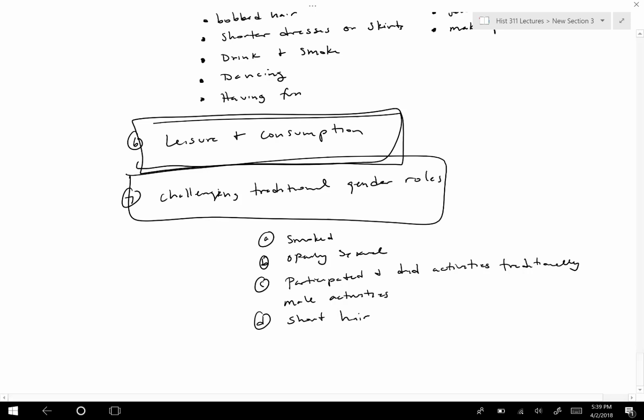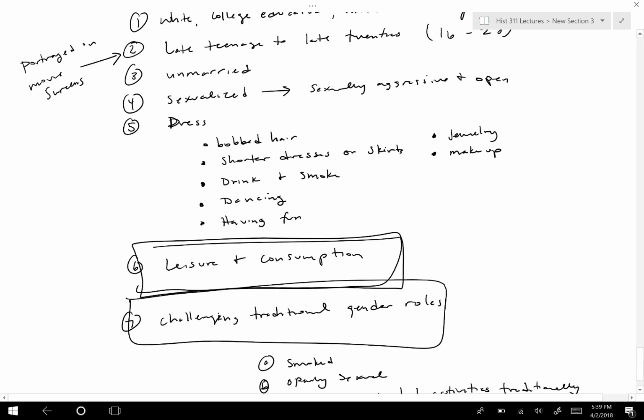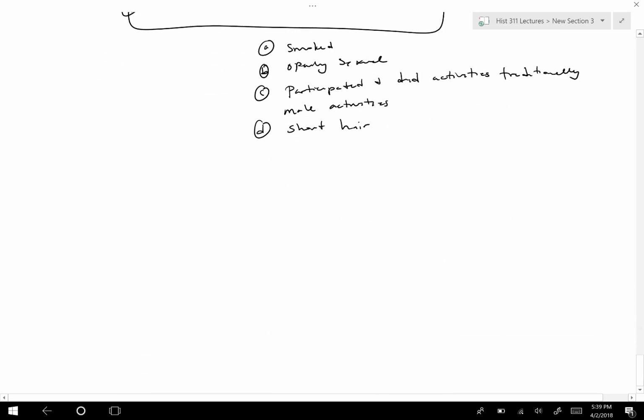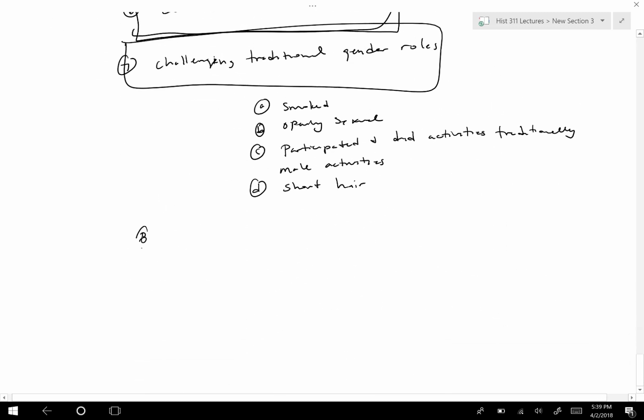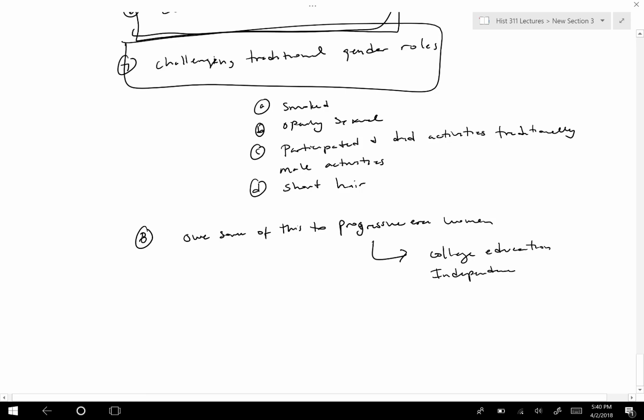Some of this comes about because at the same time you have women earning the right to vote. Where you see connections to this is that they certainly owe some of this to the progressive era women, right? Because the progressive era women focused on college education, independence, and the right to vote.